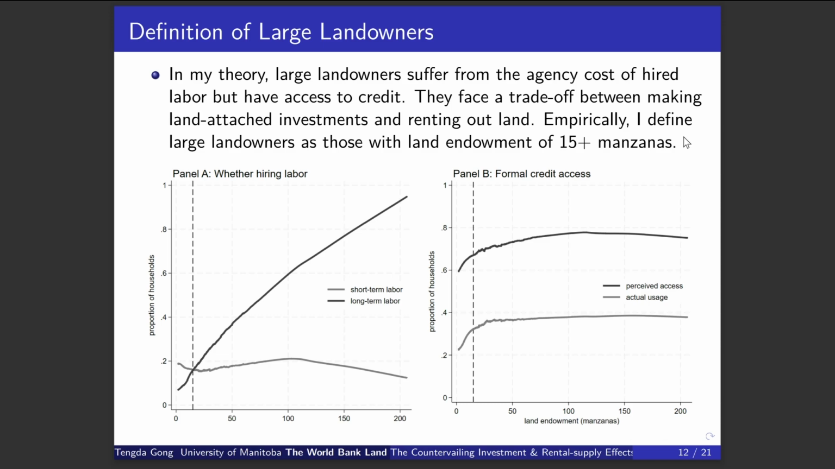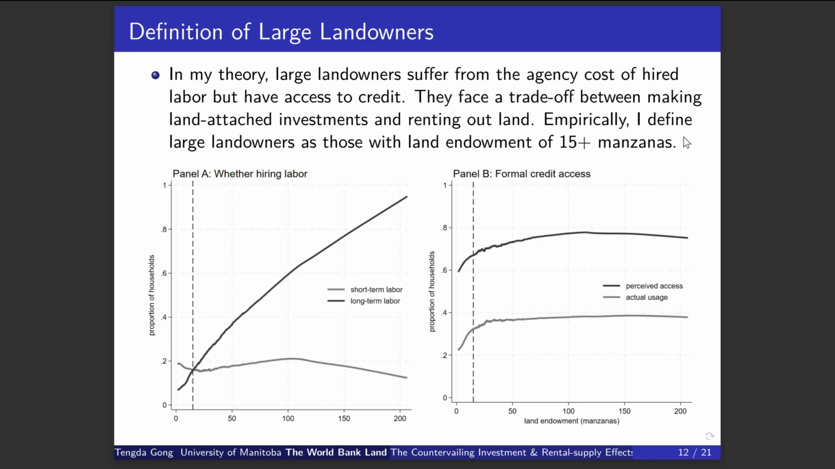This is the fraction of household high-end labor. And then on the right-hand side, you see the formal credit access part. They have the perceived access and actual usage. And you can see the threshold I choose also coincides with the big flattening here. So that means that you have a high level of high-end labor and a high level of access to credit. That's the condition the theory predicts, that you may face the trade-off.